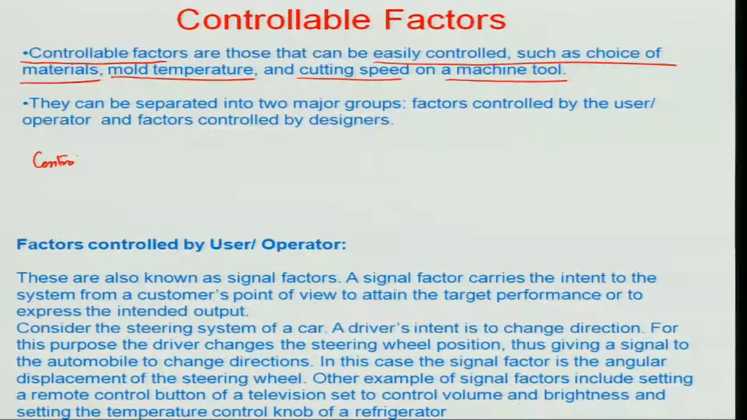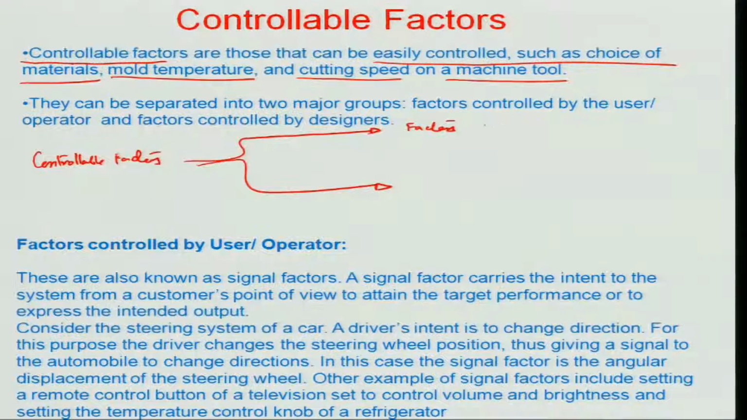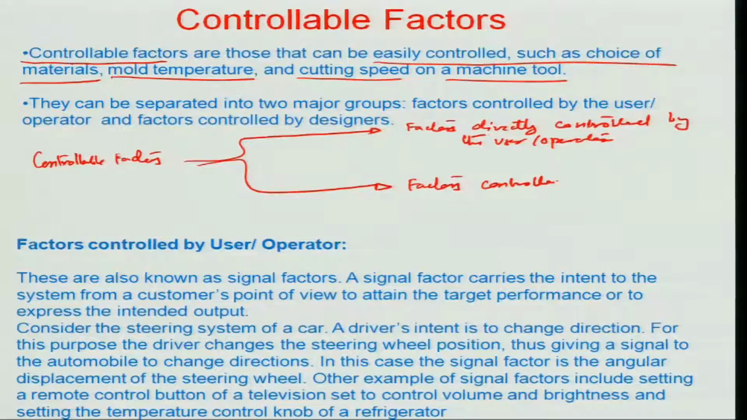So by and large the controllable factors are twofold. So I'll just write this down here. The controllable factors can really be classified into those factors which are directly controlled by the user or the operator of the product, and then there are factors controlled by the designer.